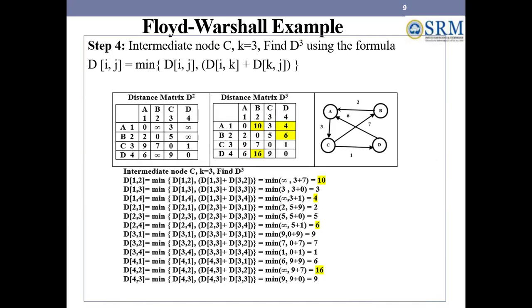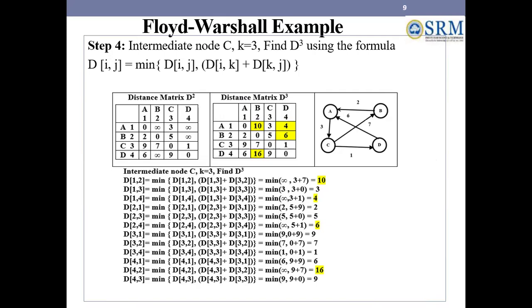And third iteration, intermediate node C, k equal to 3. So we are going to derive d power 3 from d power 2. So take input d power 2 matrix, distance matrix d power 2. Now the distance matrix d power 3 is derived from d power 2. See here, there are 4 changes. Now we are taking intermediate node C.